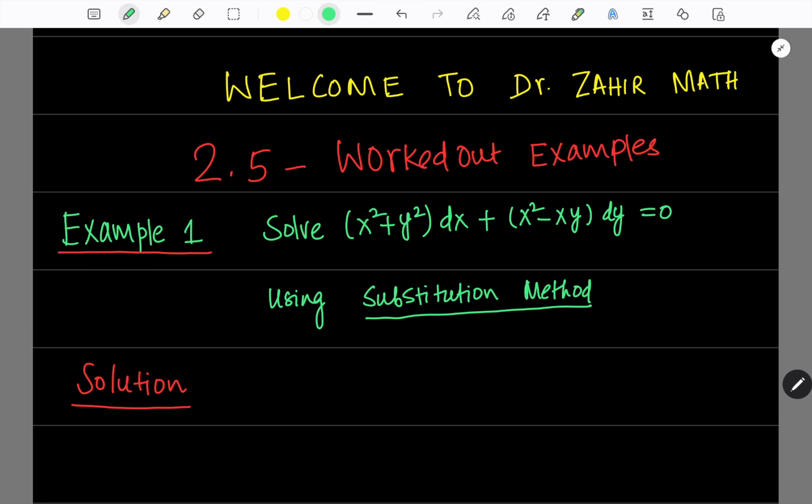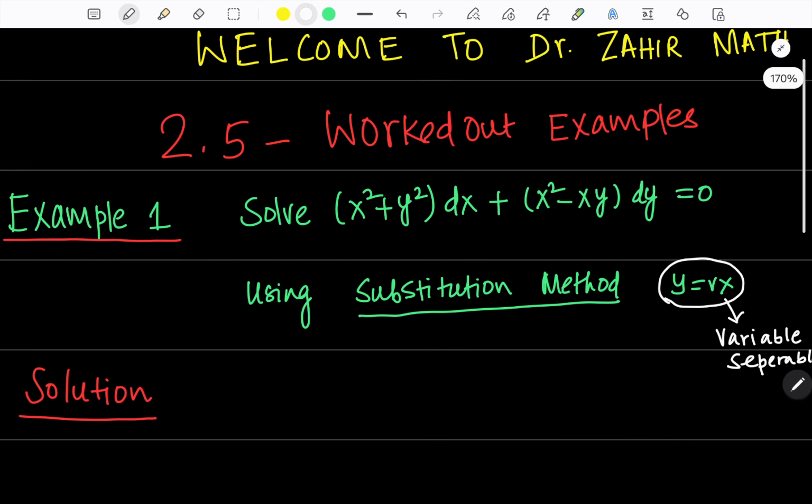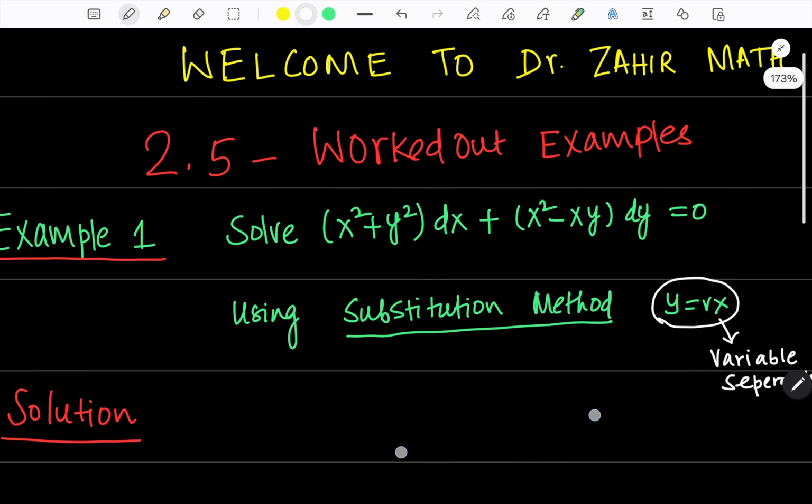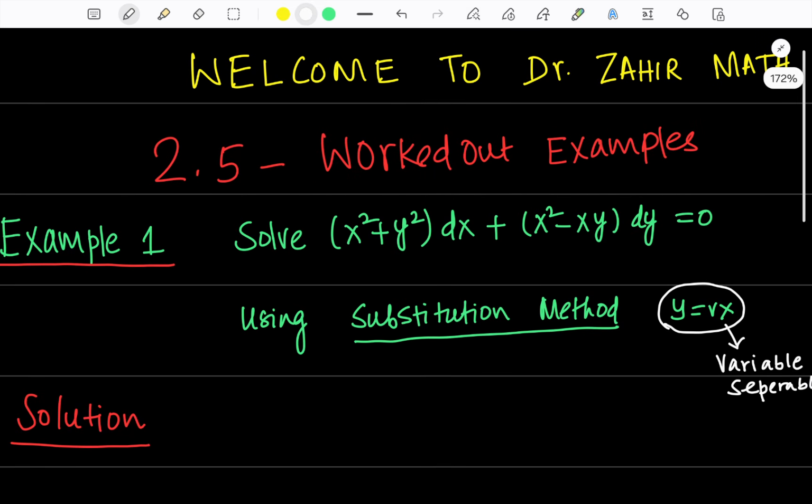First, I'll start with substitution method, a technique that helps us to simplify complex differential equations by making a proper substitution y is equal to vx to transform them into variable separable method. Keep in your mind, after I apply y equals vx, the substitution method goes to variable separable method. In the substitution method, after you put the substitution y is equal to vx, the final step goes to variable separable method.